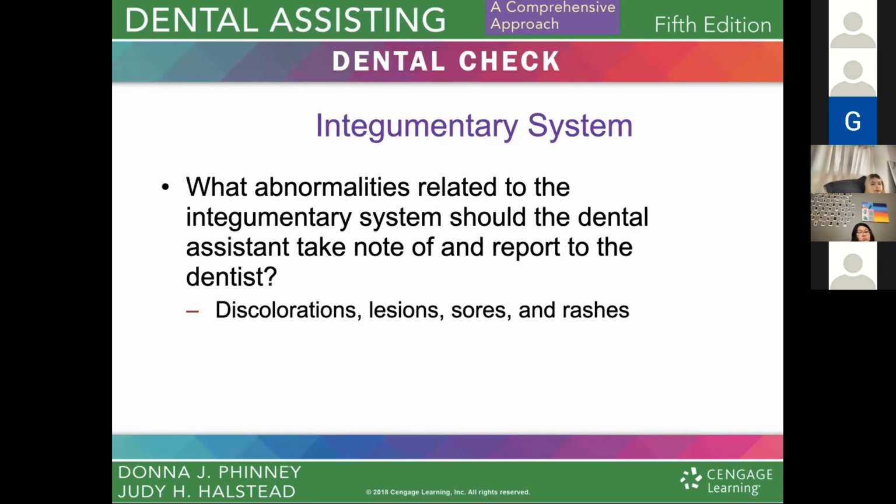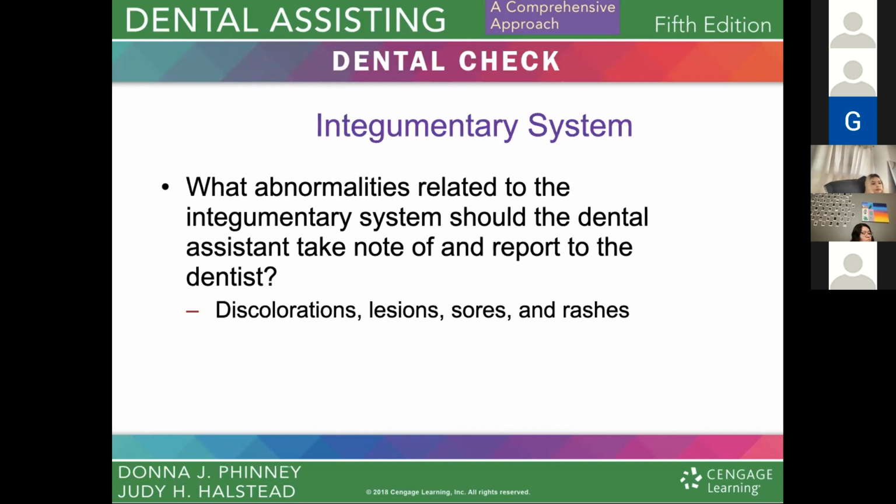That's because these are signs of some type of reaction. If they have a lesion, they could have some type of communicable disease that the dentist should know about. Sores are the same thing. Any rashes can be signs that they're allergic to something in the office. So these are things that we need to look for and report to the dentist if we see them.